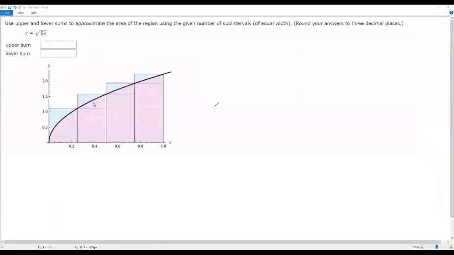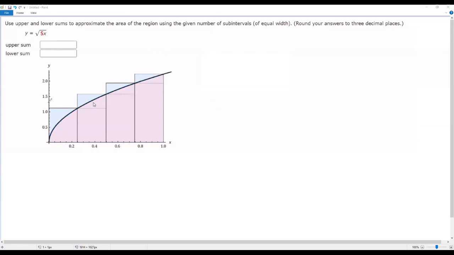Here we have an AP Calculus problem. Okay, let's go with the information. Use upper and lower sums to approximate the area of the region using the given number of subintervals of equal width. Round your answers to 3 decimal places. So here we have the function y equals 4 square root of 5x, which represents a curve we have over here, and we have to find the upper sum and lower sum.